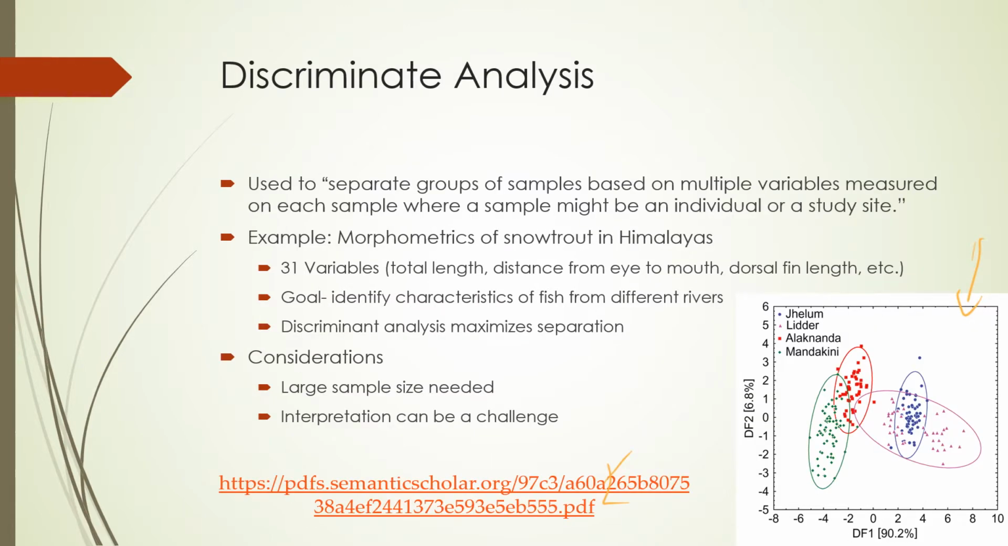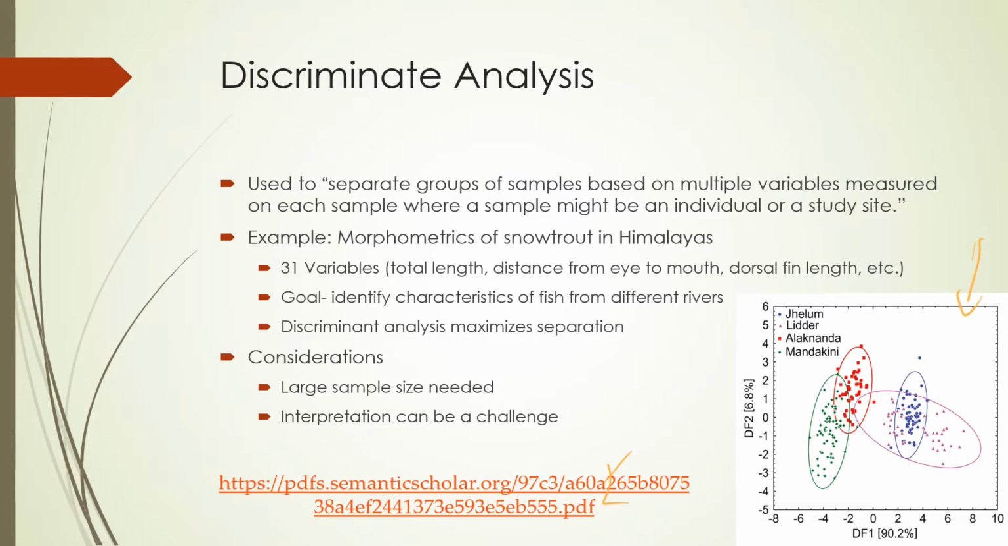Discriminant analysis is used a lot in morphological kinds of studies, where you go out and measure a whole bunch of different variables on individual fish, for example, from different rivers or different lakes or wherever you might be working, to ask, is there evidence for consistent morphological differences among these groups? And so the focus is on finding separation among your groups.